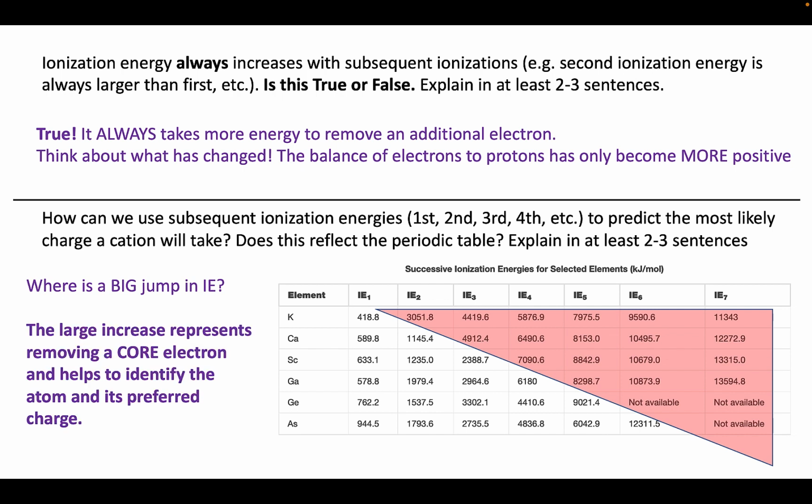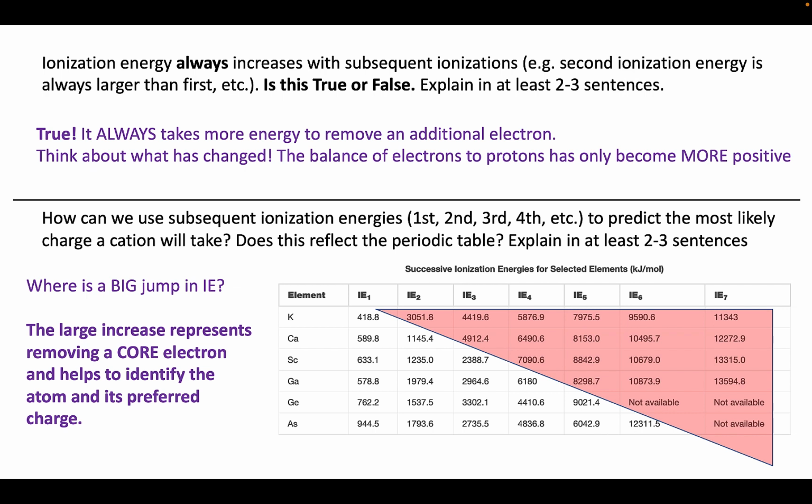This is removal of a core electron. Remember that potassium has 1 valence electron, calcium has 2, scandium has 3, and therefore it's not that hard, relatively speaking, to remove those valence electrons. But once we're trying to remove a core electron, which is part of that noble gas configuration that's tightly held inside of an atom or an ion, that's when things get really difficult.